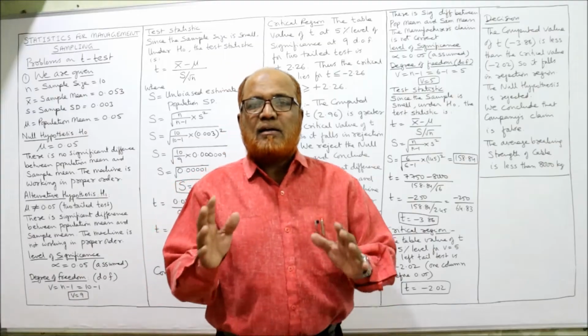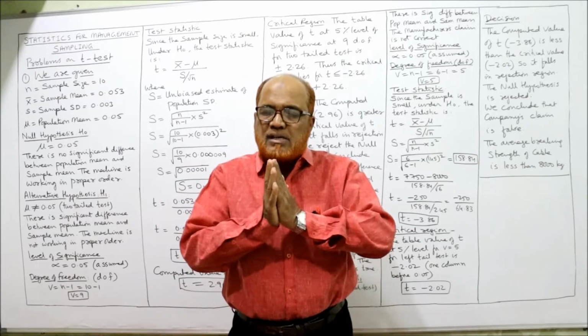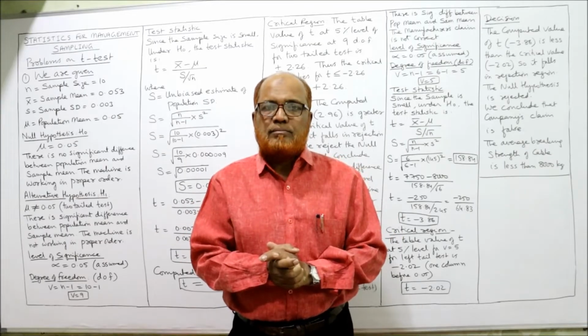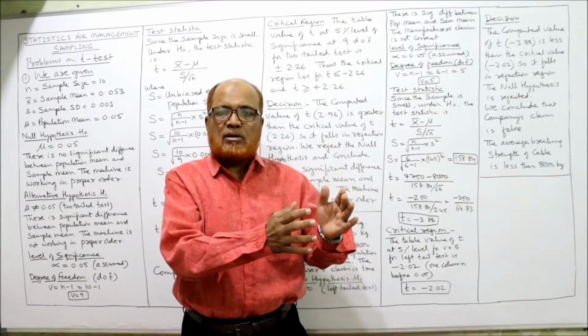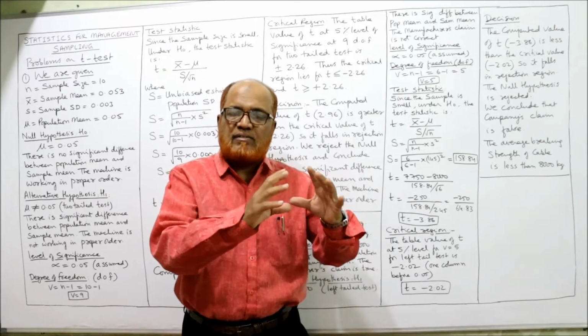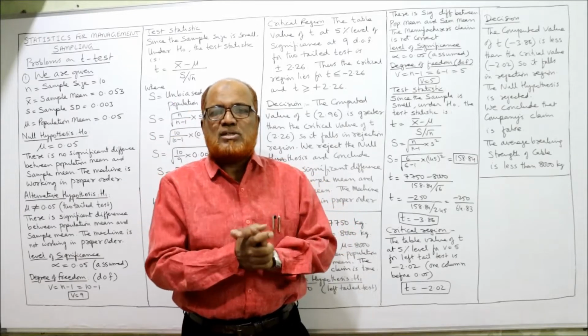Before starting, first you should understand the problem. Understanding the problem is half solved. So give more concentration. In a company, washers are produced by the machine. The machine was set in such a way that the mean thickness of every washer should be 0.05 inches.